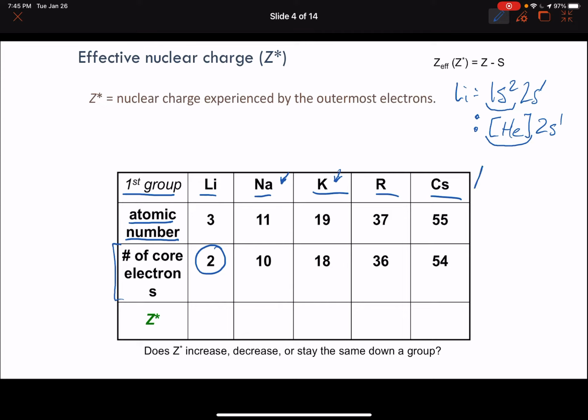Okay, for sodium, the full electron configuration, 1s2, 2s2, 2p6, and 3s1. The shorthand for sodium is going to be the 10th element from the periodic table, which is neon, and a 3s1. So the 10th element in the periodic table indicates 10 electrons, as we see here, 2, 4, 6, 10 electrons for the core electrons there.